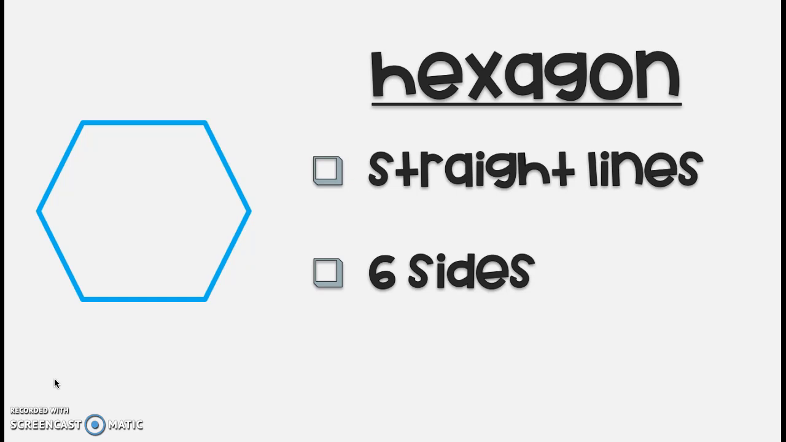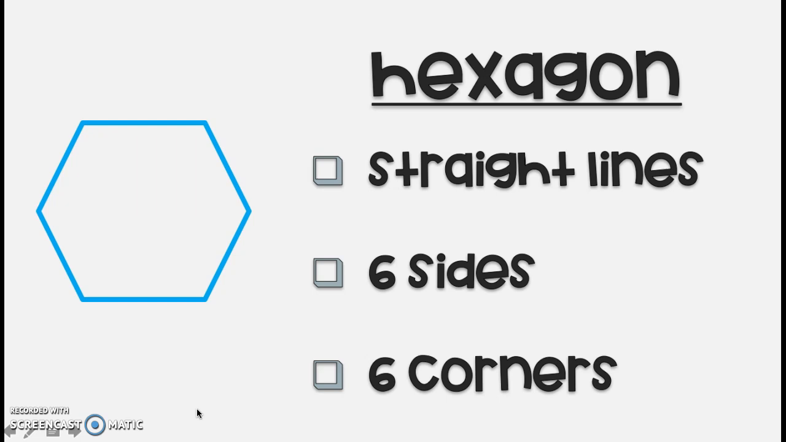And if there are 6 sides, remember I said before, if the two lines meet and they make that little pocket right there, that's a corner. So how many corners do you count? 1, 2, 3, 4, 5, 6. Hey, that's 6 corners. So if I want to know if a shape is a hexagon, I'm going to look for straight lines, check, 6 sides, check, and 6 corners, check.